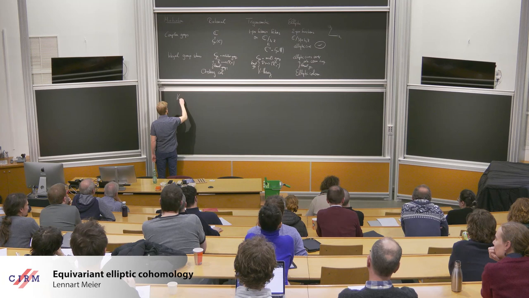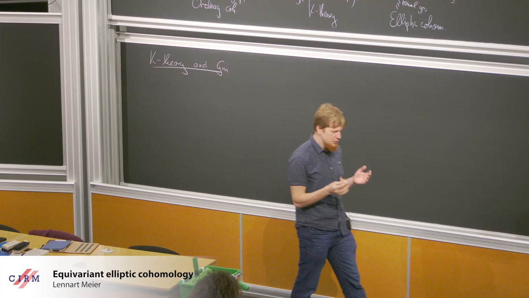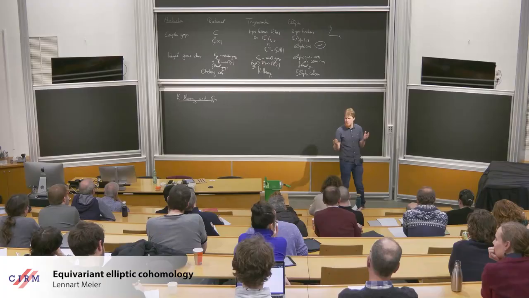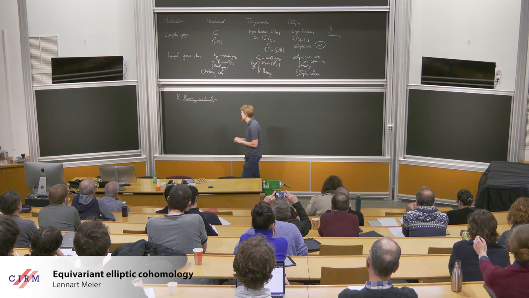Okay. So K-theory and GM. It's a general thing I've experienced in life many times that if you care about elliptic cohomology or topological modular forms and stuff like this, and you don't understand something, you first have to go back one step to K-theory. And if you understand it in a very peculiar manner, often you can transfer this understanding to the elliptic cohomology.